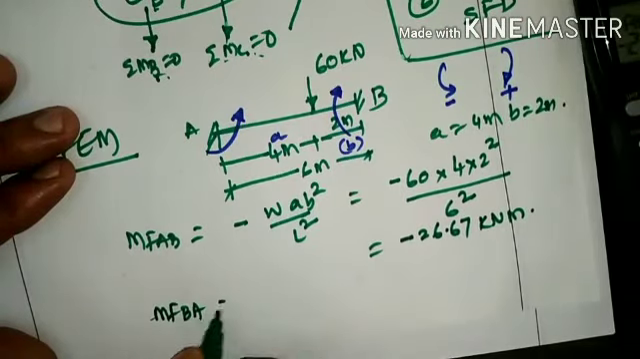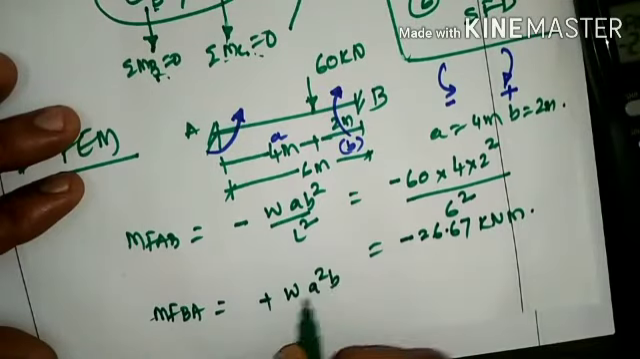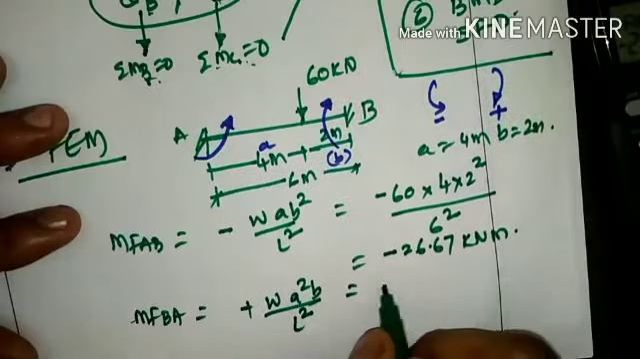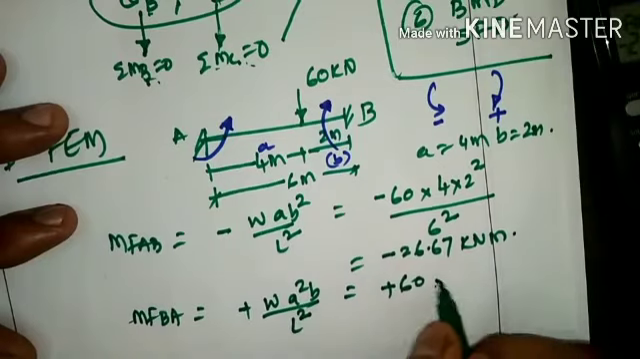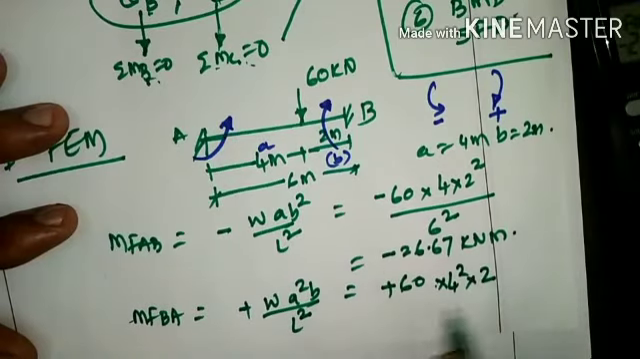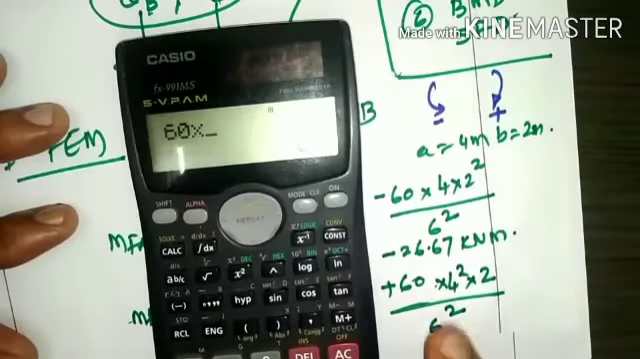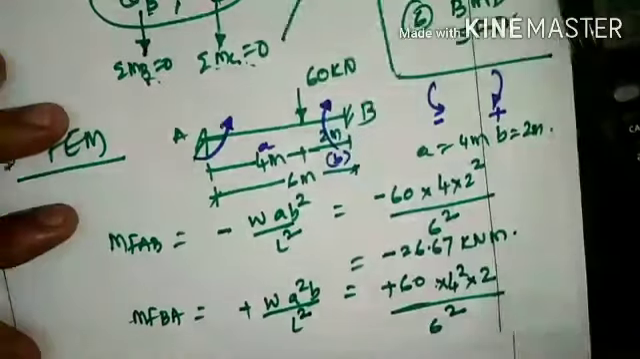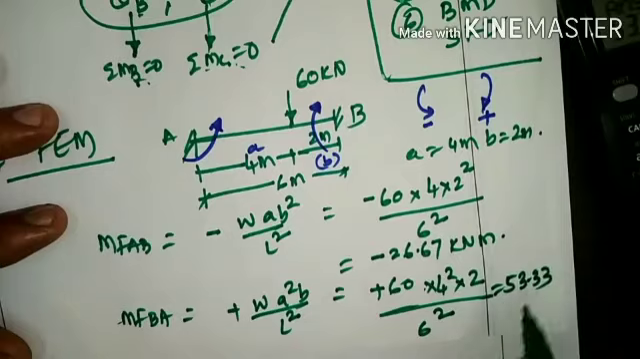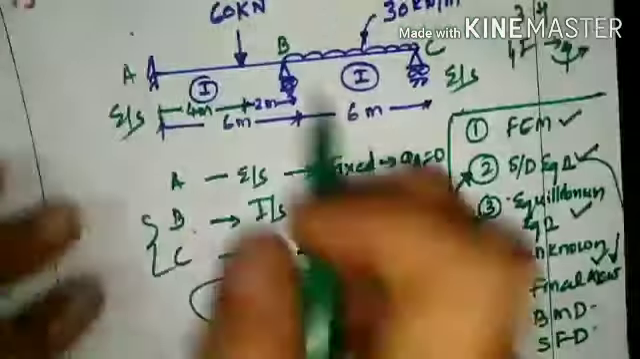Next find MFBA. MFBA here is clockwise, so plus W A square B divided by L square. Now this is plus 60, W is 60, A will be 4, so it will be 4 square into 2 divided by 6 square. If you solve this, this will be 60 into 4 square, which is 16, into 2 divided by 6 square, which is 36. As a result, it will come as 53.33 kilonewton meter. So these are nothing but the fixed end moments pertaining to the region A to B.